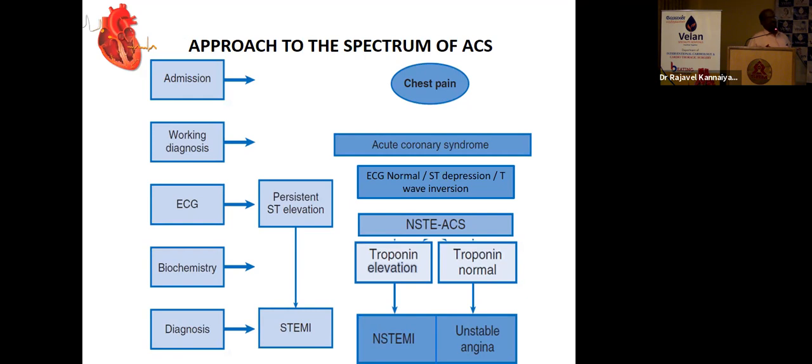For non-ST elevation MI and unstable angina, we don't need to lyse the patient, because if you lyse the patient, the already damaged surface of the coronary plaque will rupture and complete occlusion will occur. So we are converting a non-ST elevation into a complete ST elevation MI. Ideally, for non-ST elevation MI and unstable angina, we can heparinize the patient. And if the patient presents with ST elevation, that is an ECG diagnosis. With that, you can diagnose ST elevation MI. And if you have a doubt, you have to do enzymes also. Next.